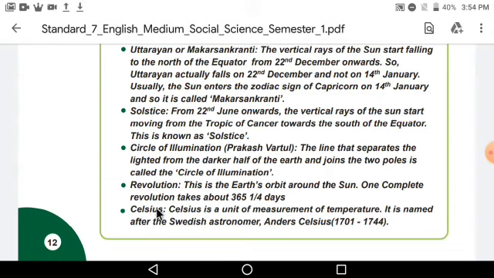Then there is Celsius. Celsius is a unit of measurement of temperature. It is named after the Swedish astronomer Anders Celsius, who lived from 1701 to 1744. He was an astronomer, and he made this unit for temperature, which is now called Celsius. So over here our chapter is completed.